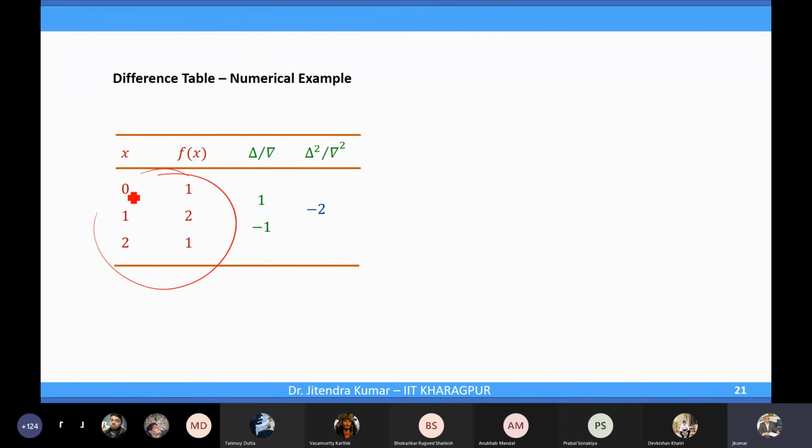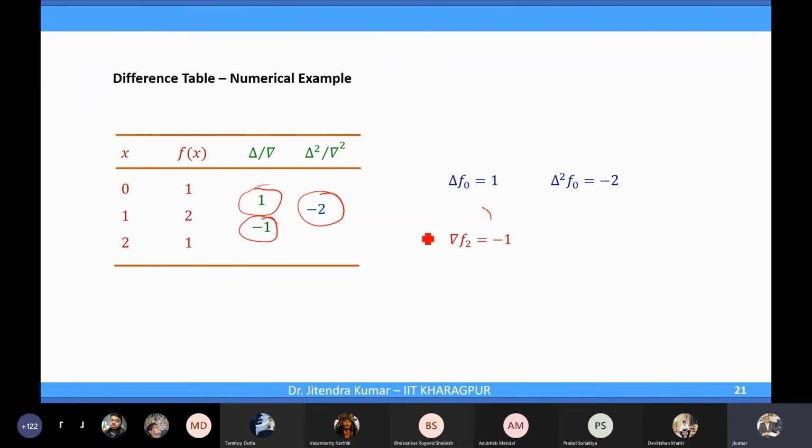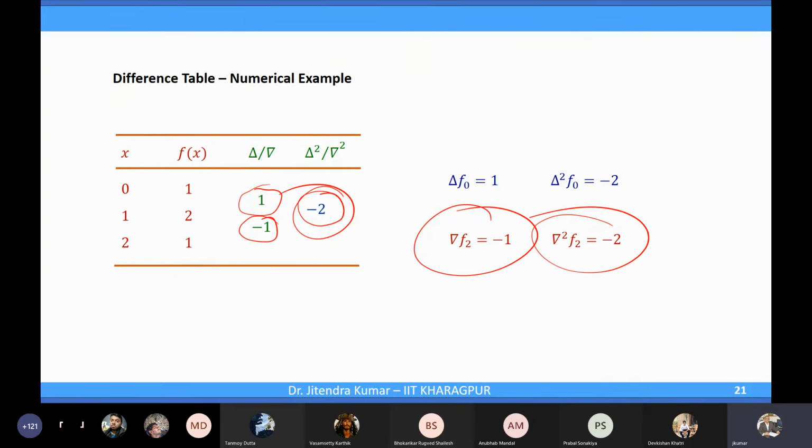Given the data, it will take just a few seconds to prepare the table. So this is forward delta F0. This is the forward second order difference of F0. This is backward F2, and this is again the backward second order difference F2.